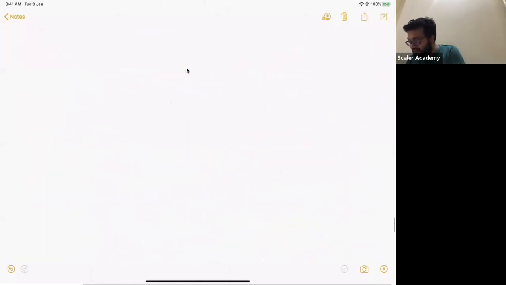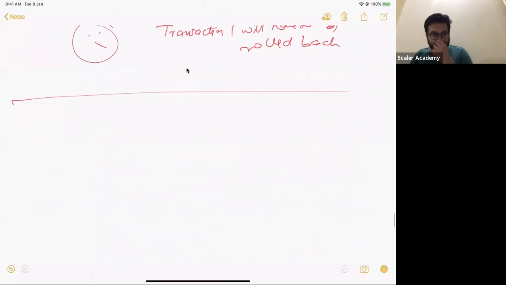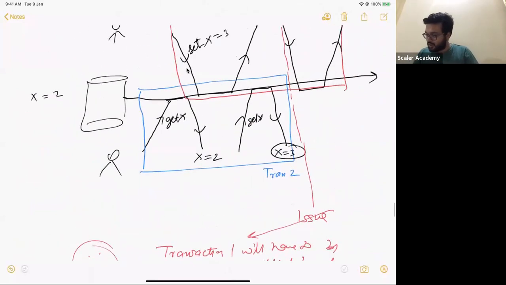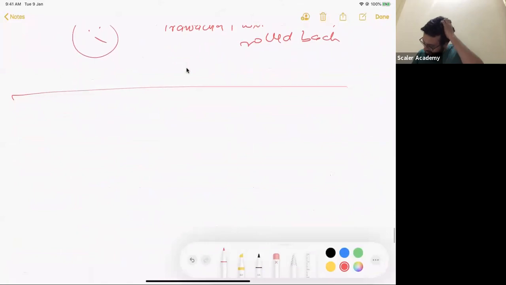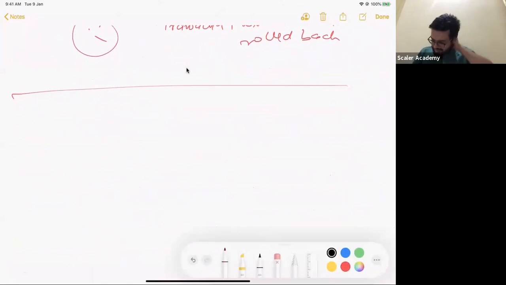So we discussed the first kind of isolation level. Let's now discuss the second isolation level. The second isolation level that I want to discuss was read committed.